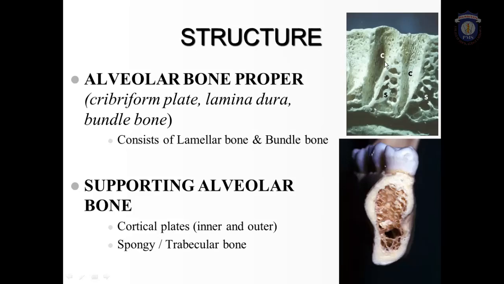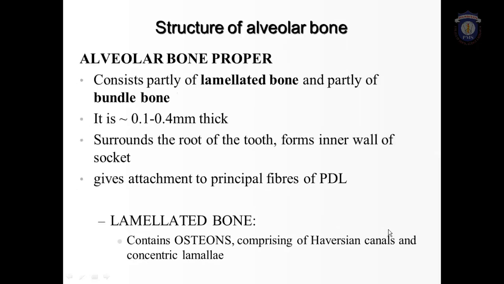So what we are seeing, the part which is immediately lining the tooth, is the alveolar bone proper, which is also called the cribriform plate. On the radiograph, it is seen as a white line, and it is called the lamina dura and also bundle bone. These are all terms which are used to refer to the alveolar bone proper. The supporting alveolar bone comprises the outer and the inner cortical plates as well as the spongy bone in the center. The alveolar bone proper consists of partly lamellated bone and partly of bundle bone.